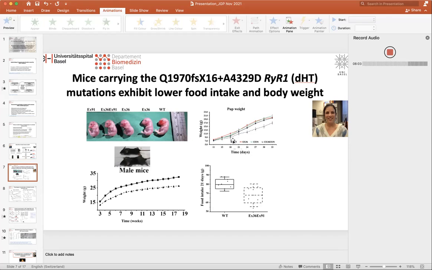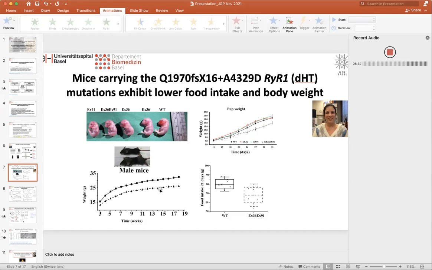But as you can see on this slide at the growth curve, although they started the same, starting at 3 weeks of age, the wild type, the exon 36 heterozygous, and the exon 91 heterozygous are all the same weight, but the exon 36, exon 91 compound heterozygous mouse is smaller. You can see this better in this picture. This is the wild type, and this is a double knock-in mouse. The growth curves for both male and female mice show that the double knock-in mice are significantly smaller.